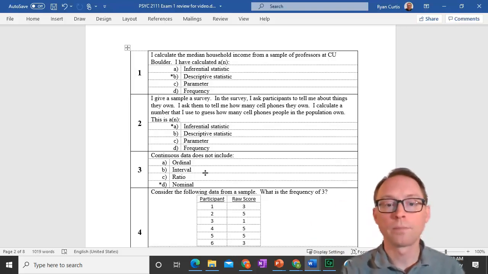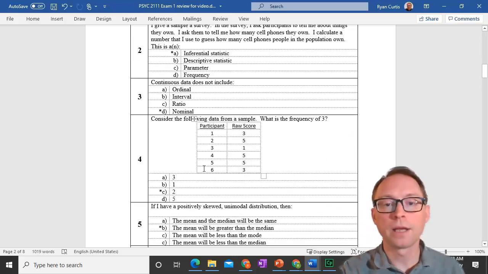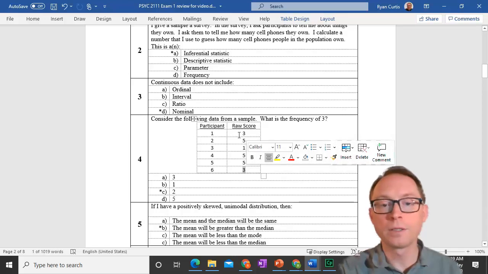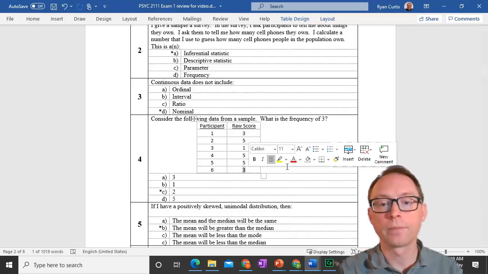Question 4. All right, we're going to look at these data here. What is the frequency of 3? Frequency just means how many times does 3 show up. Now, I'm talking about how many times does it show up in X. In this case, X is the raw score. So we're just counting the 3s. 1, 2, 3s. So the frequency of 3 is 2 because there are 2 people who have the score of 3.